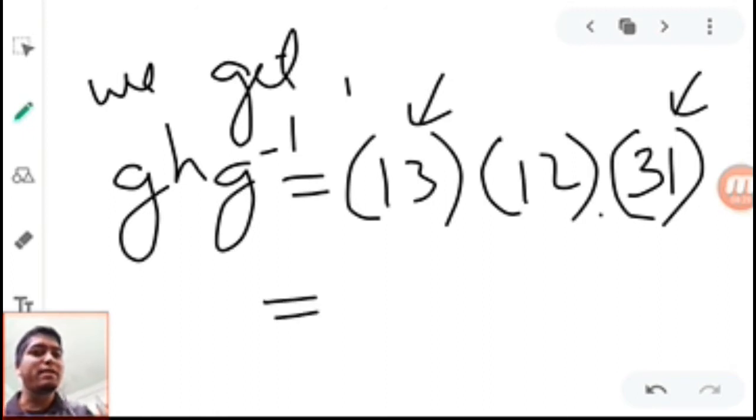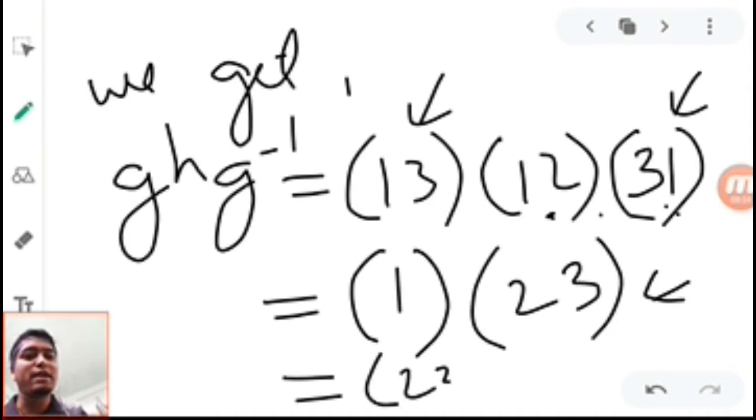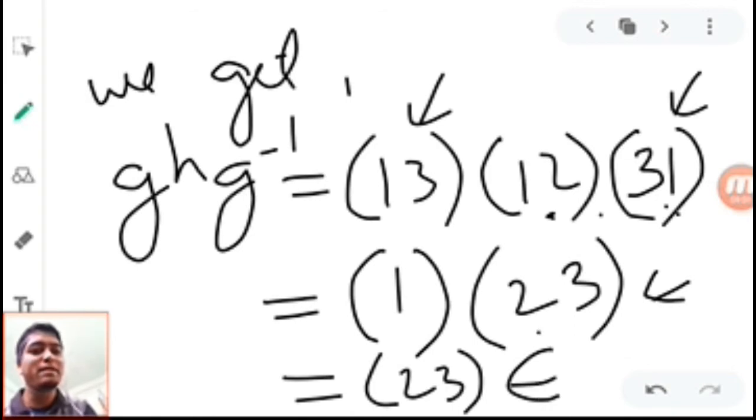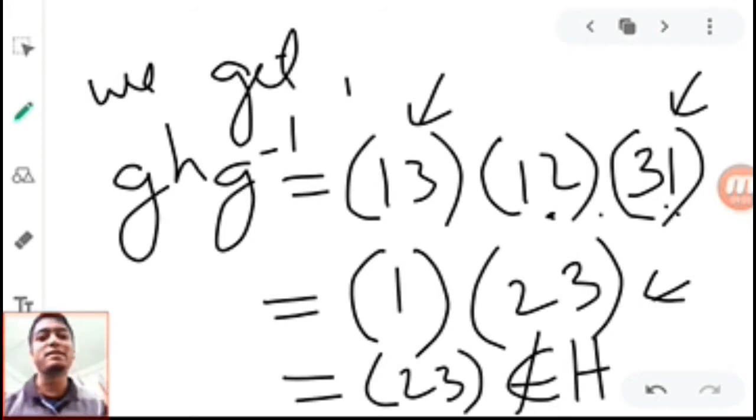How much will you get? If you calculate this one by using a composition of cycles, you will have this. So ultimately what you get is (2, 3). But (2, 3) does not belong to H. (2, 3) does not belong to H. Just refer to what is capital H. You will have this.